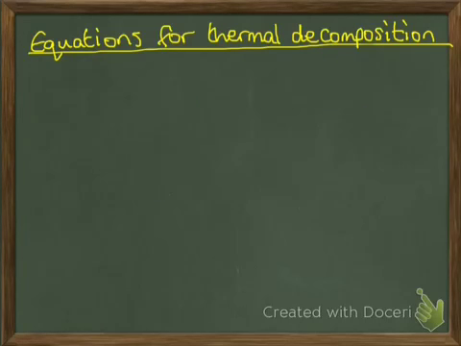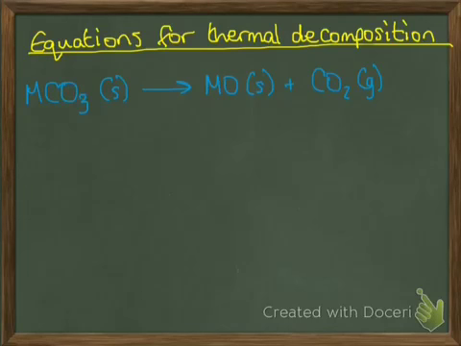The final set of equations we need to know for the group 2 elements are the equations that show the thermal decomposition of the group 2 carbonates. And the general equation for this thermal decomposition is shown below. So again, we've represented any group 2 carbonate with the symbol MCO3. This is because the charge on the group 2 ion is 2 plus and the charge on the carbonate ion is 2 minus, so we need one of each to balance the charge, so the formula becomes MCO3.